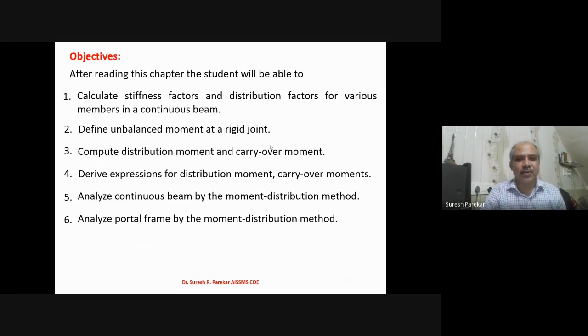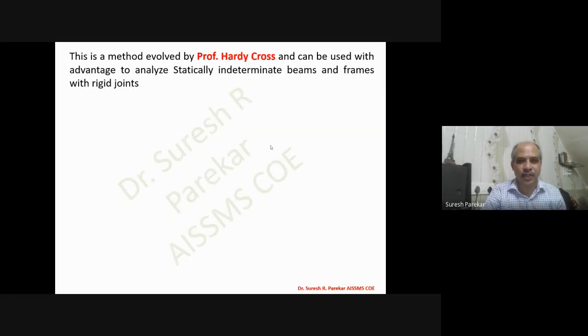determine the stiffness of the members. Then we are in a position to determine distribution factors. Then we are in a position to write down equilibrium equations, and from the equilibrium equations we can prepare the moment distribution table, and then we can analyze continuous beams and portal frames using that moment distribution table.